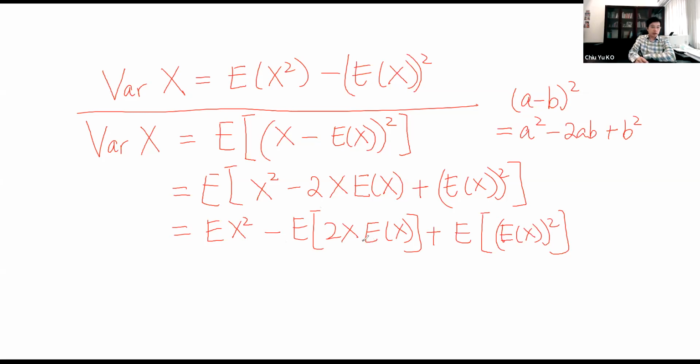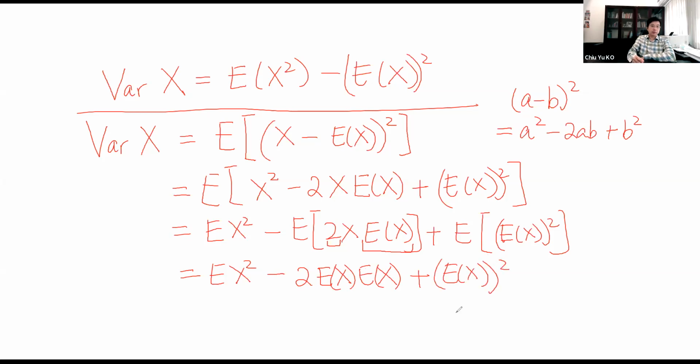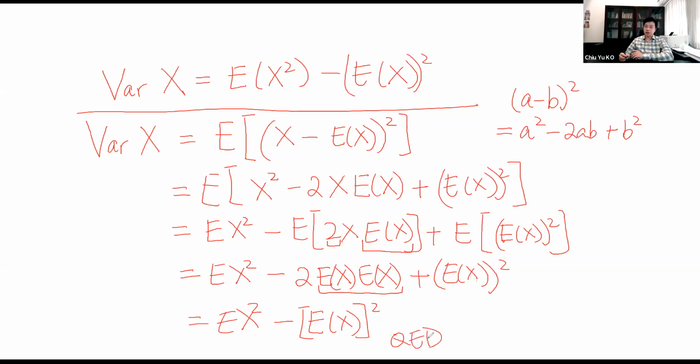So here the expected value is a constant, right? So we can take it out. The 2 can also be taken out. So it's 2 times the expected value of X, and you're left with the expected value of X, okay? And this is a constant, and the expectation of a constant is itself. So multiplying together, it's the square of the expectation, so it's minus 2 times the square of the expectation, plus the square of the expectation, leaving negative. Okay, so this is the proof. Can you see that?